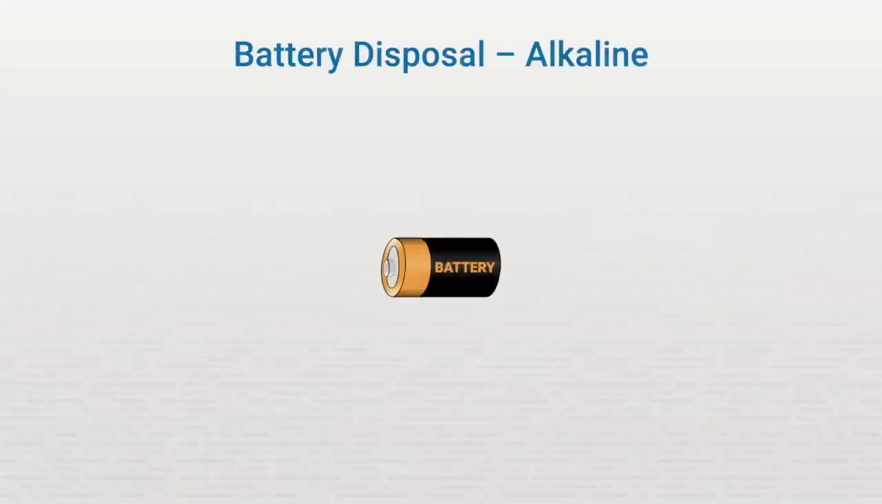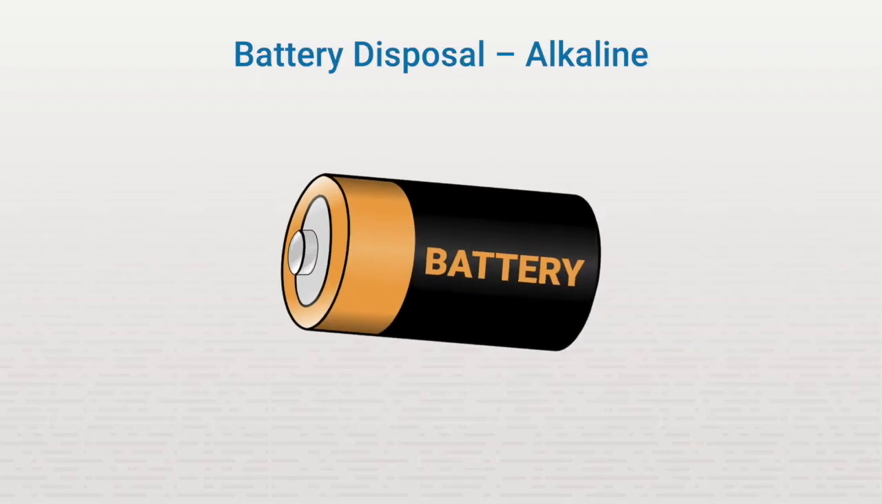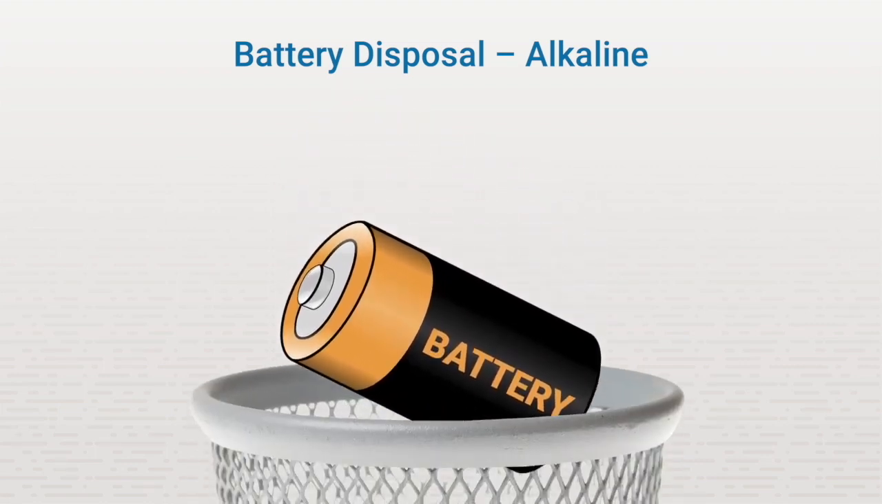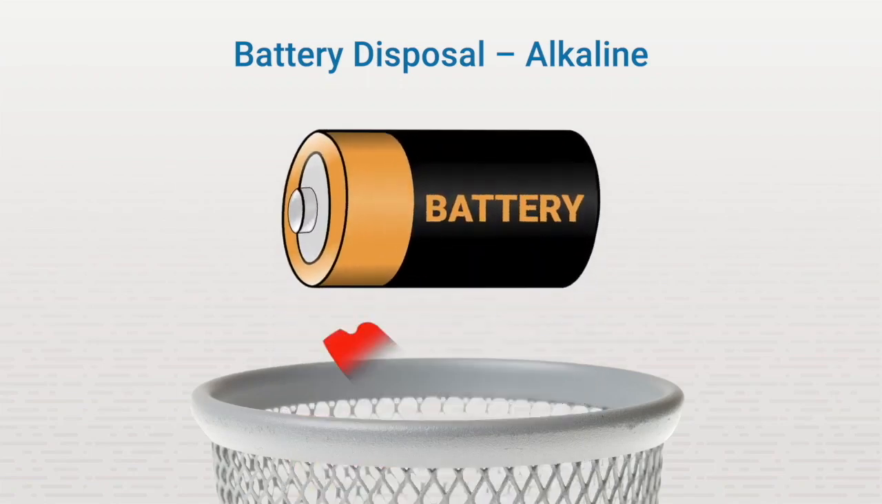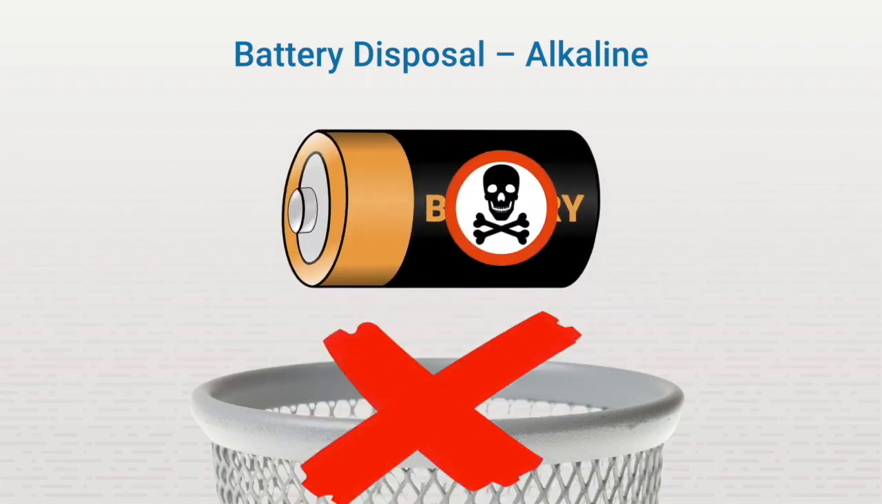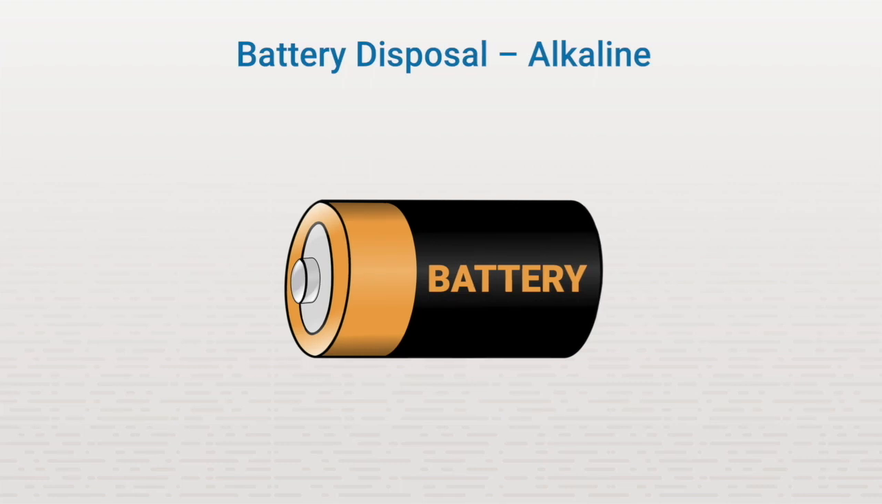Let's first discuss batteries. Proper battery disposal can be confusing because disposal guidelines vary for different battery types. For example, in most states, you can throw alkaline batteries in the regular trash, but in other states like California, you can't because they're considered hazardous waste. Instead, they must be disposed of with the Household Hazardous Waste Collection for special recycling.